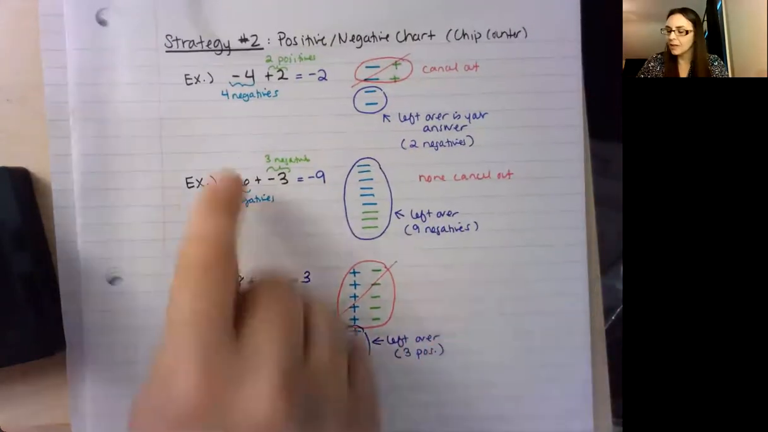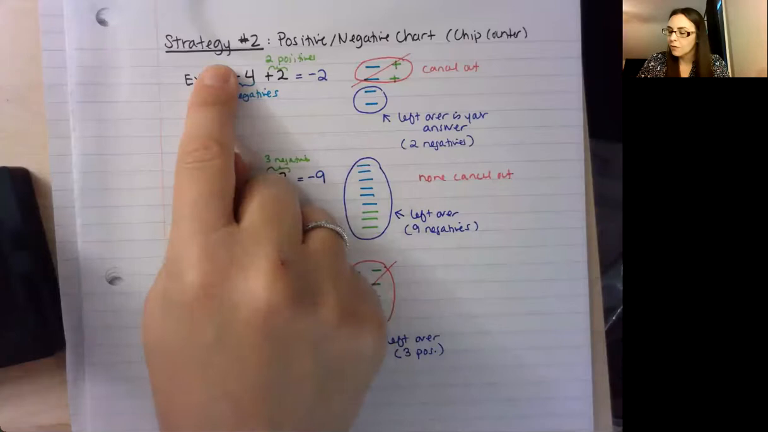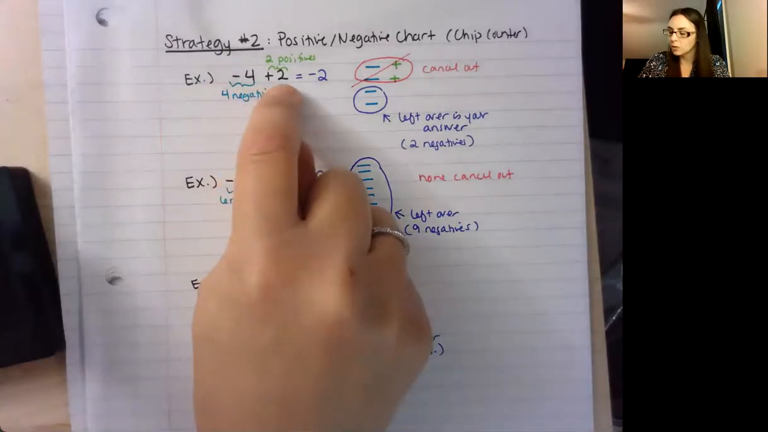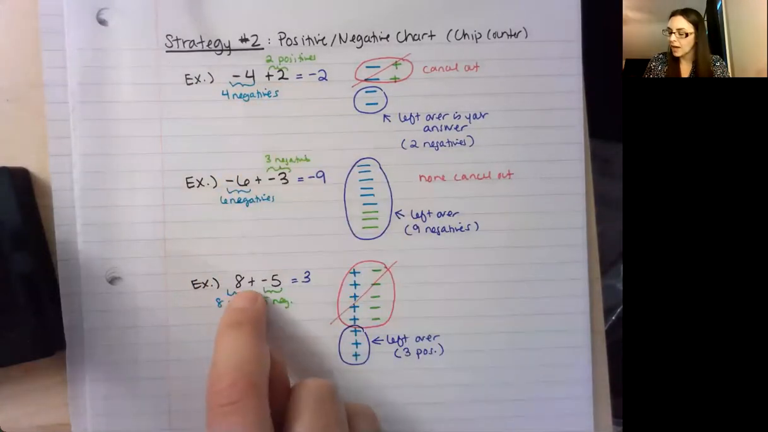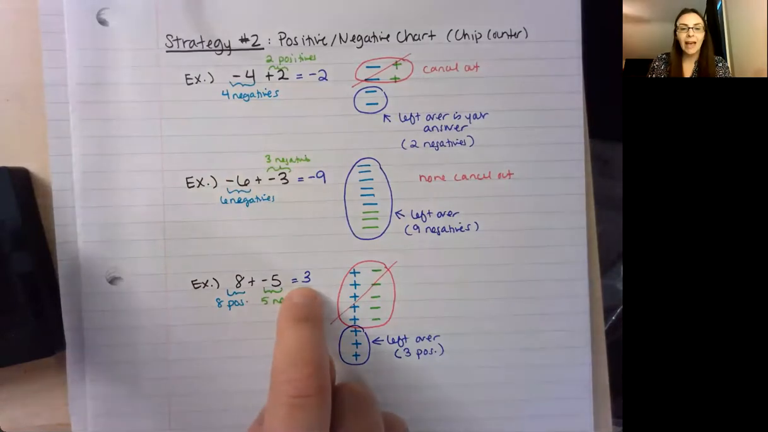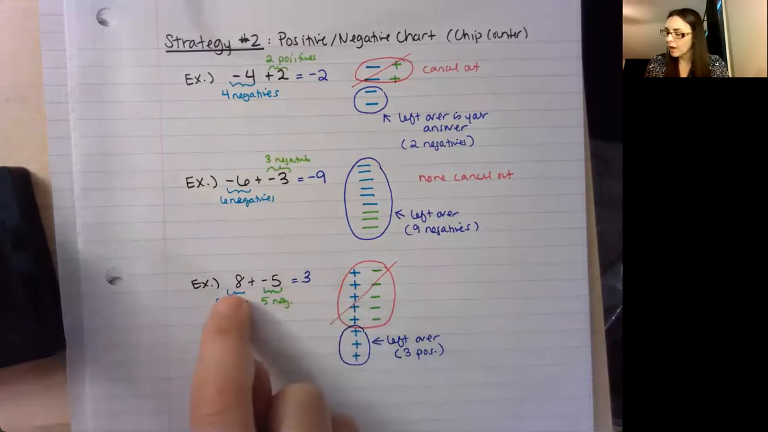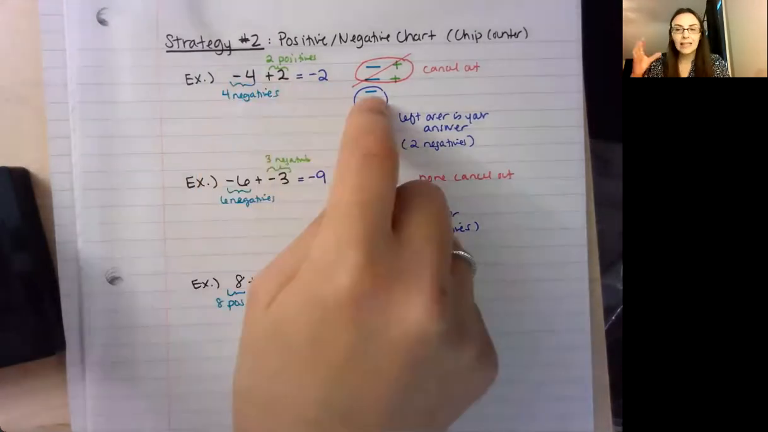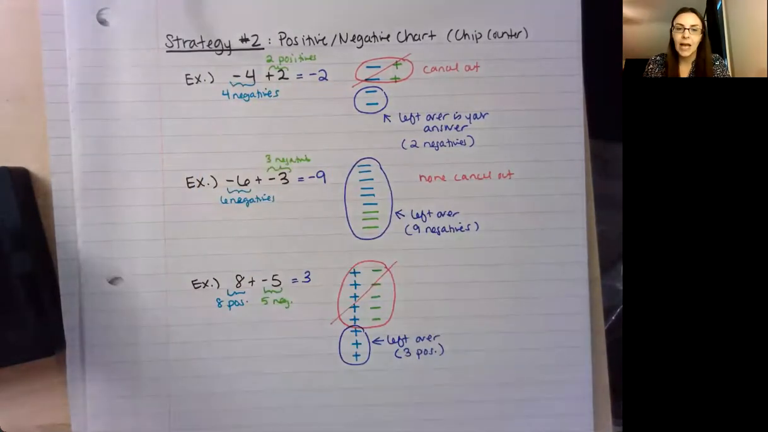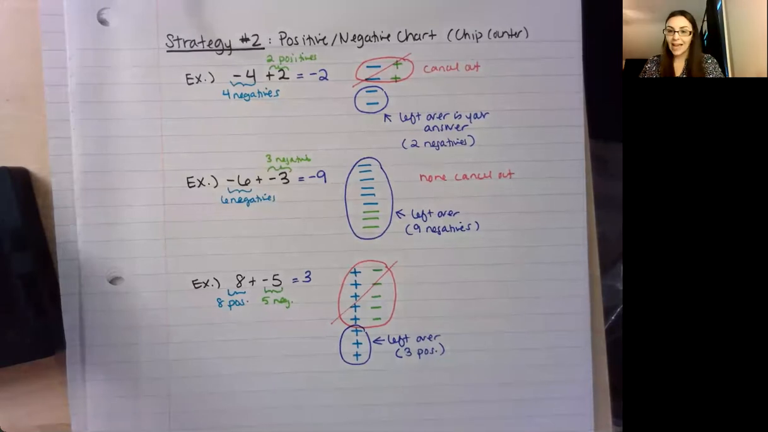Now notice what happened here. So forget about the sign for a second. 4 minus 2 is 2. 8 minus 5 is 3. So when we have some positive, some negative, we get it canceling. It's almost like we're doing a subtraction problem there, not an addition problem. And then whatever you have more of, here I have more positives, here I have more negatives, that's the final sign at the end. And that idea is going to bring us to our last strategy.